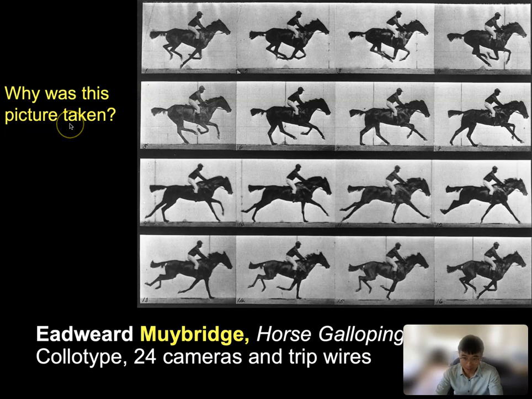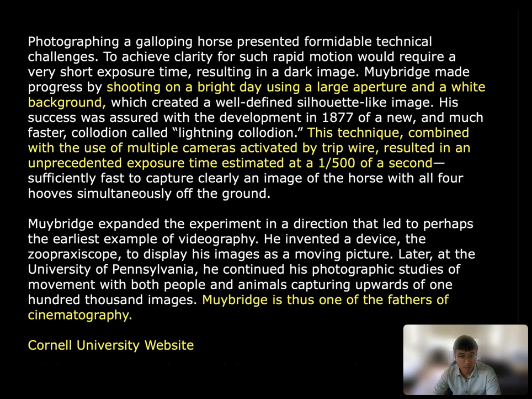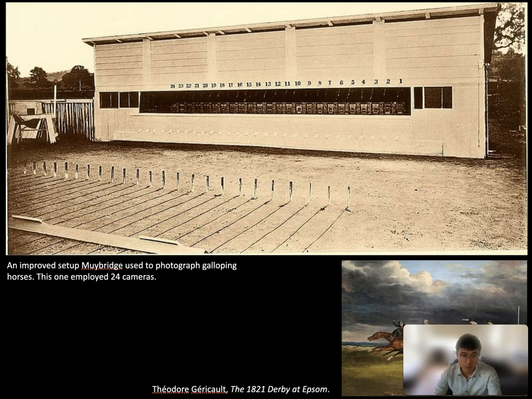Why was this picture taken? Well, I've just explained. So how was this picture taken is the next thing that we want to answer. This is a little summary of Muybridge's invention about photographing objects in motion. I'll let you read it, but I want to move on to where the experiment took place.